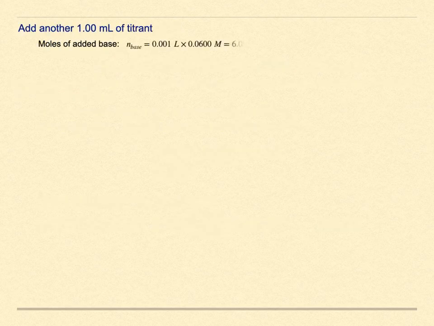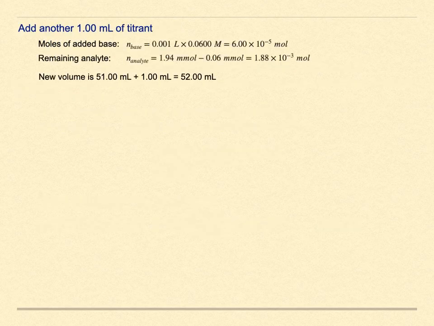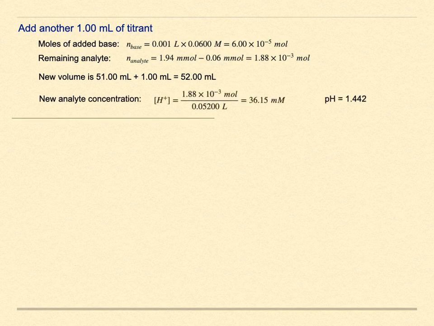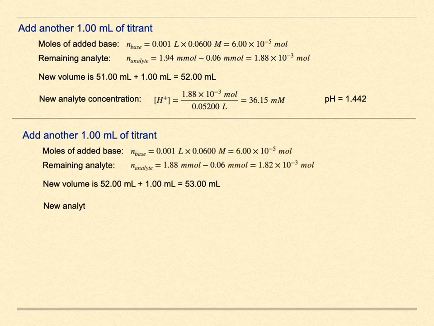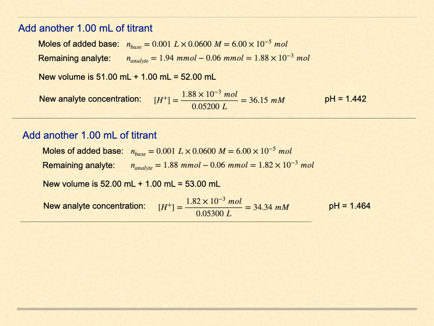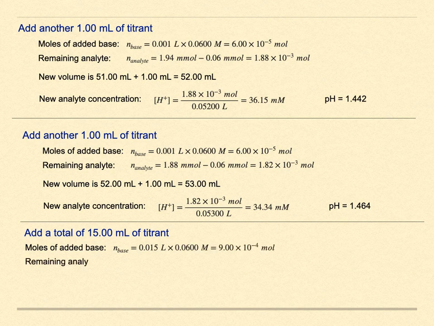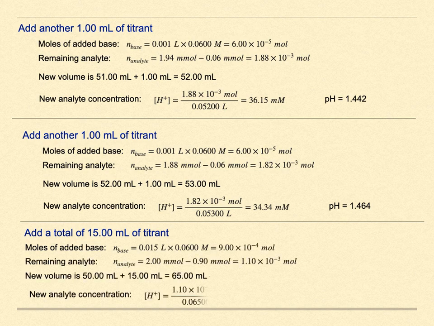Add another milliliter. Reaction leaves 1.88 millimoles. Dilution gives a volume of 52 milliliters. Analyte concentration is now 36.15 millimolar. pH equals 1.442. Add another milliliter. Reaction leaves 1.82 millimole. Diluted volume is now 53 milliliters. Analyte concentration is 34.34 millimolar. pH equals 1.464. You probably see the pattern by now. When we've added 15 milliliters, the reaction leaves 1.1 millimole in a diluted volume of 65 milliliters, so that the concentration is now 16.92 millimolar, giving a pH of 1.772.